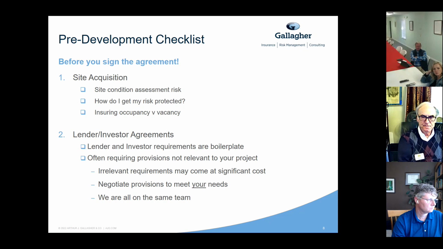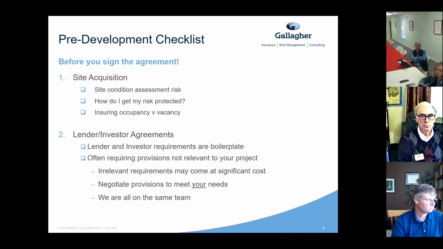So again, before you sign anything, you want to make sure that you have a full understanding of the risk. And then if you do have lenders and investors, like I mentioned earlier, they use boilerplate agreements. They have a lot of requirements. Some make sense, some don't make sense at all. And I don't even know if some lenders fully understand what they're requiring. And it's important for you to remember that a lot of these provisions are negotiable. So you can negotiate these provisions to meet your needs.